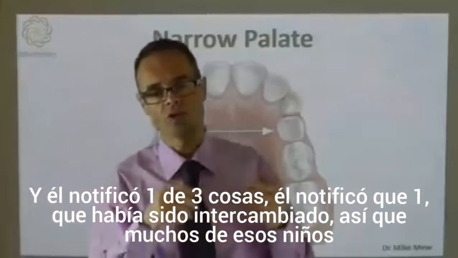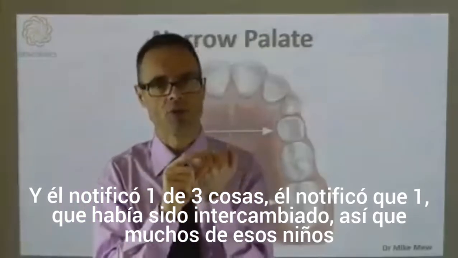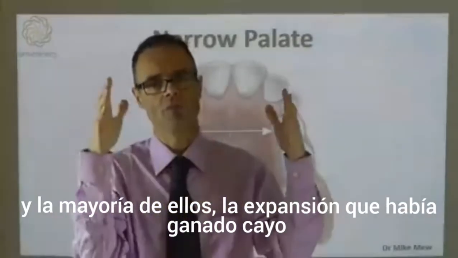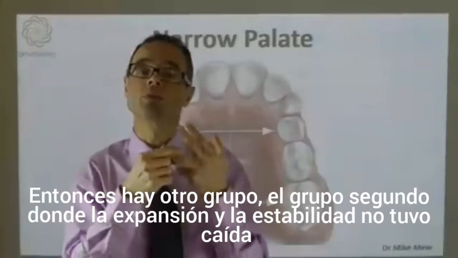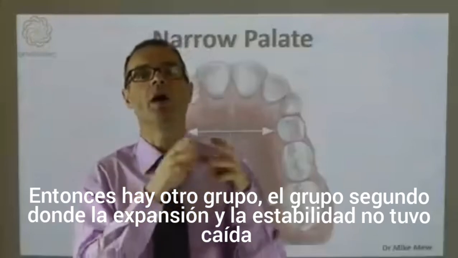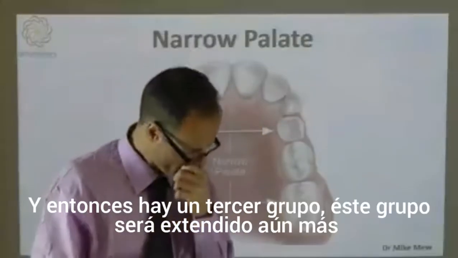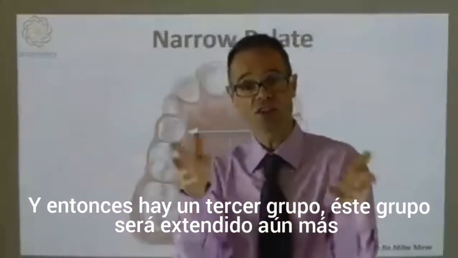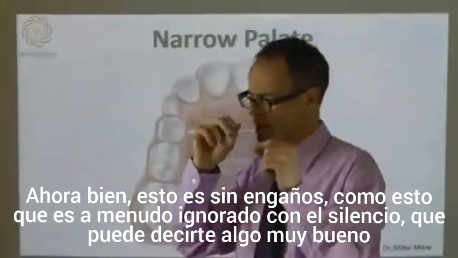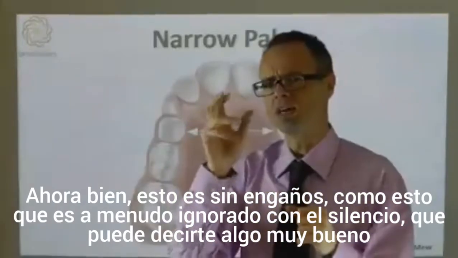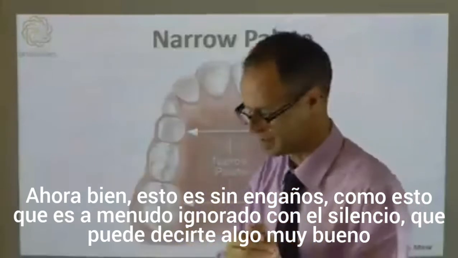He noticed that, one, there'd either been some relapse. So a lot of these kids, the majority of them, the expansion that had been gained had relapsed. Then there was a second group, where the expansion had stayed and it hadn't relapsed. And then there was a third group, and this third group, well, they'd expanded even further. Now, it's outliers like this that are often ignored by science that can tell you a great deal.